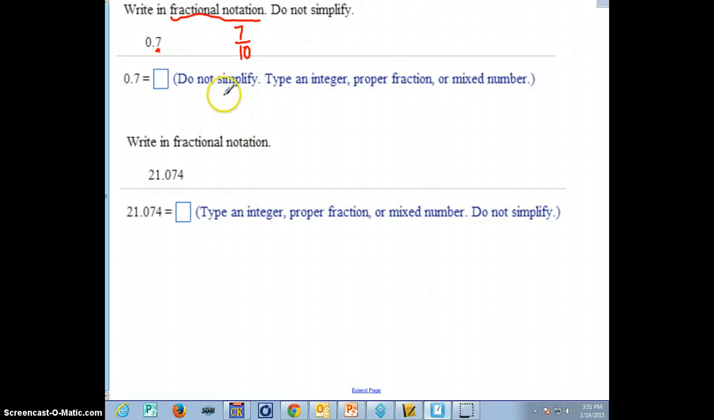Now in the next one, I know it's going to be 21 something when I talk about fractional notation. The reason I know this is because I can see the 21 that's out in front. Then my job becomes to write this using the decimal value that's there. So if I was using tenths, hundredths, thousandths, I know that last one is in the thousandth spot. And then I take whatever is written in the decimal places and write it on top. So 74 over 1,000. Now, it says don't simplify.